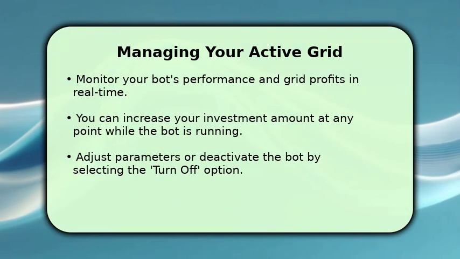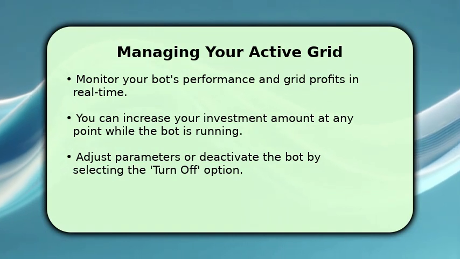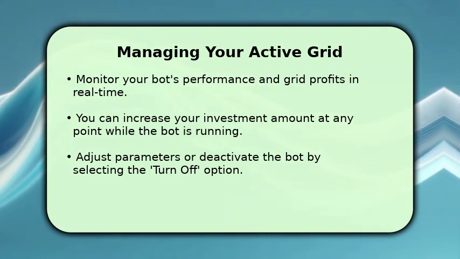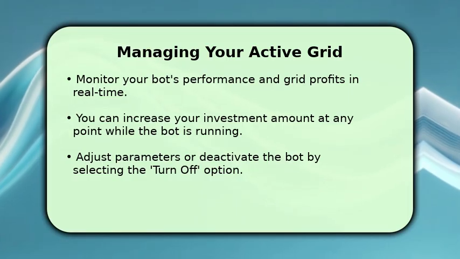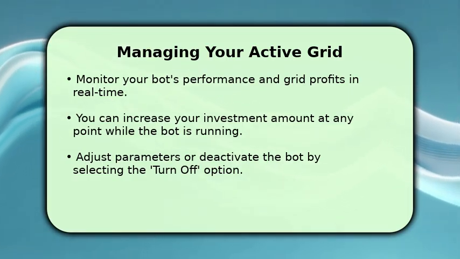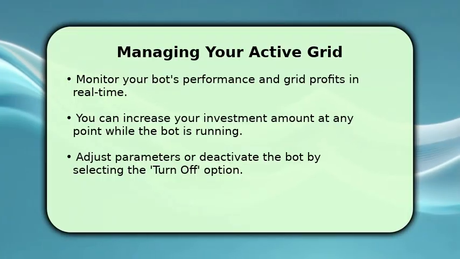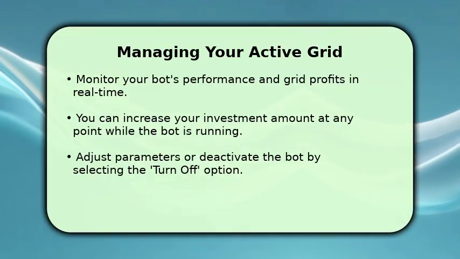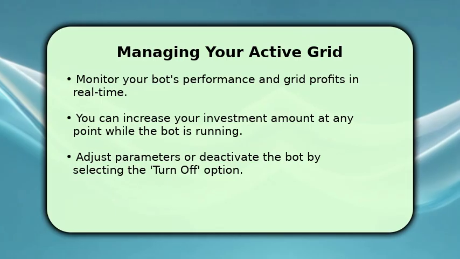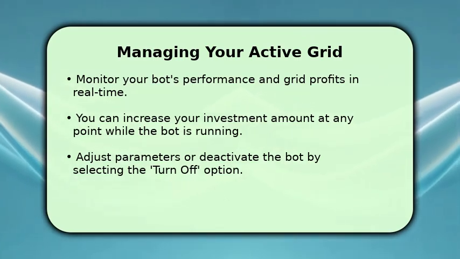After your Spot Grid bot is active, it's important to monitor its performance. You can easily check your real-time grid profits and overall status. Should you wish to increase your investment, you have the flexibility to add more funds at any time. If market conditions change or you decide to stop, simply select the Turn Off button. Upon termination, you'll be given 3 choices for returning your funds: a combination of both coin types, exclusively in USD, or solely in the base asset.